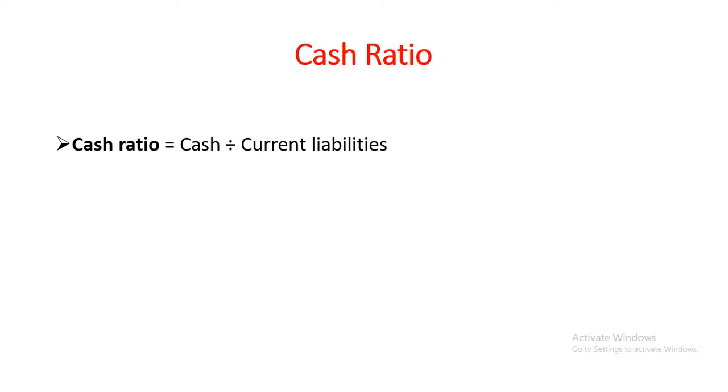Cash ratio is simply cash divided by current liabilities.